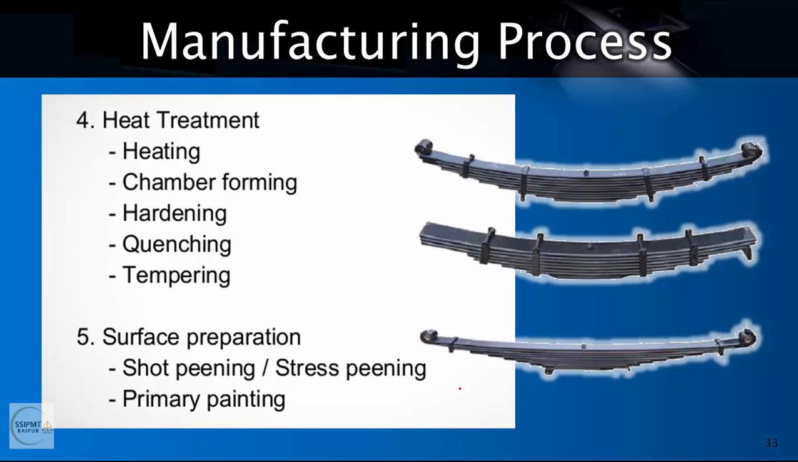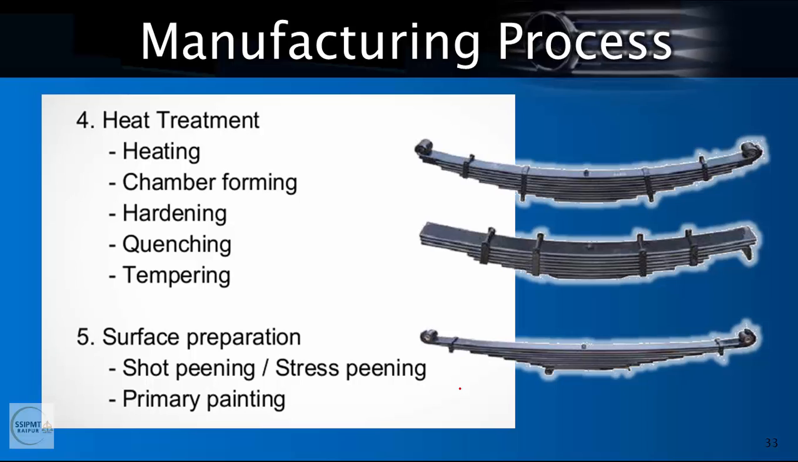Fourth process is heat treatment: heating, camber forming, hardening, quenching, tempering. These are the heat treatment processes. Fifth is surface preparation. In this, shot peening or stress peening is carried out. Primary painting.